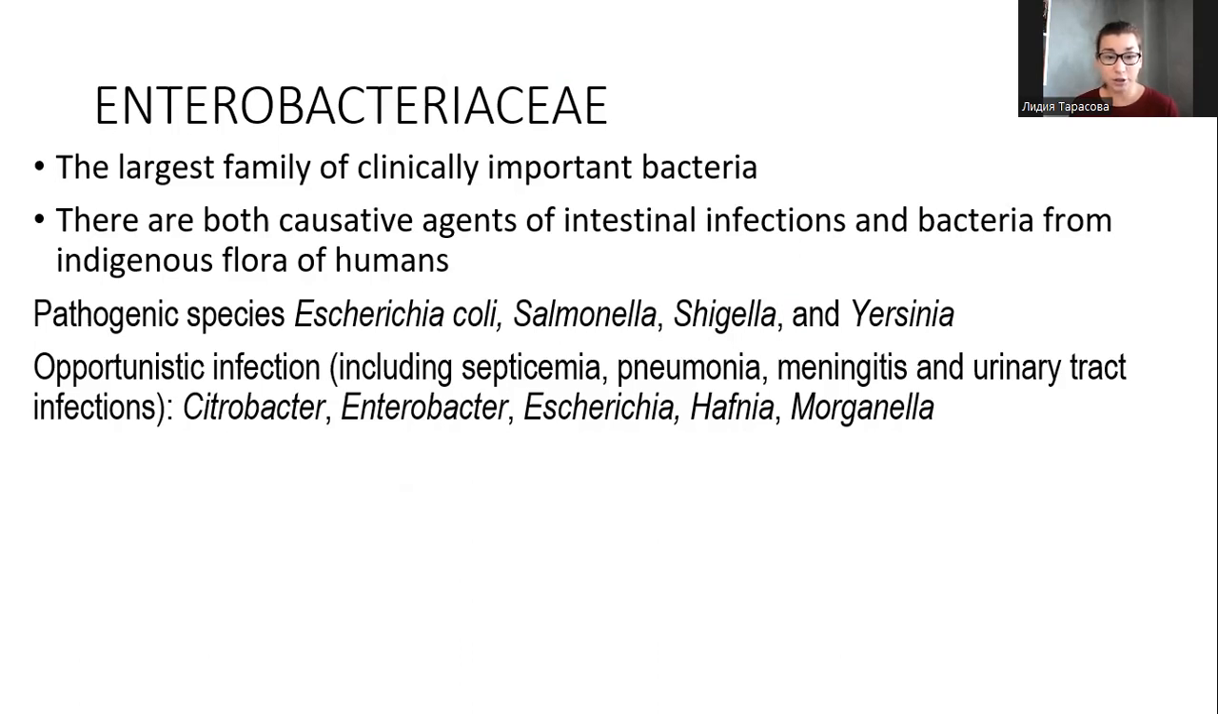Pathogenic species from the Enterobacteriaceae family are Escherichia coli, which causes diarrhea, Salmonella, which causes typhoid, salmonellosis, and others, Shigella, which causes dysentery, and Yersinia, which causes yersiniosis and some other infections. Opportunistic infections, including septicemia, pneumonia, meningitis, and urinary tract infection, are caused by Citrobacter, Enterobacter, Klebsiella, Serratia, Proteus, and Morganella.